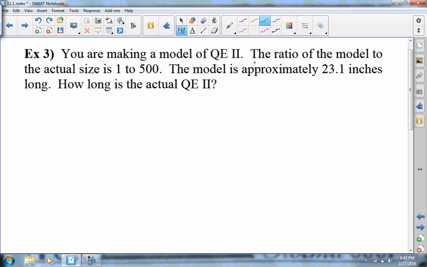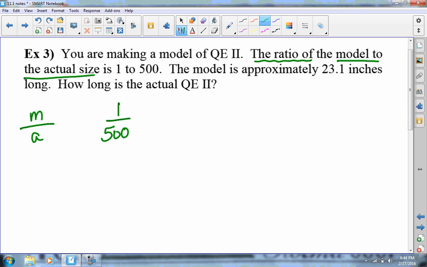So that's an important statement right here that's telling us how we're going to set up our equation. It says the ratio of, so that means we're going to write our fraction as the model to the actual size. So I want model over the actual size as my fraction. And that ratio is 1 to 500, and it's going to be inches. So for every 1 inch in the model, that's 500 inches in the actual ship.